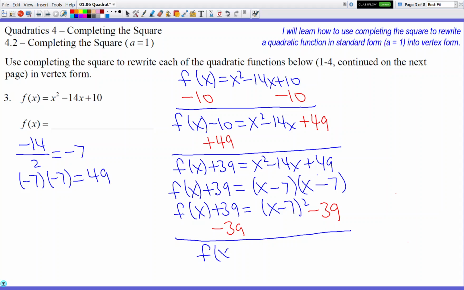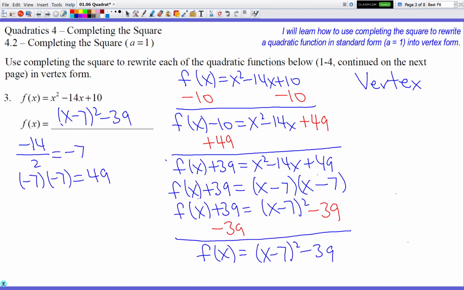So f of x equals x minus 7 quantity squared minus 39. Okay, so on this blank, I'm going to put x minus 7 quantity squared minus 39. Okay, and then on the side here, I'm going to practice writing vertex coordinates, not vertex form, vertex coordinates. And my vertex coordinates for this problem is going to be 7, negative 39.